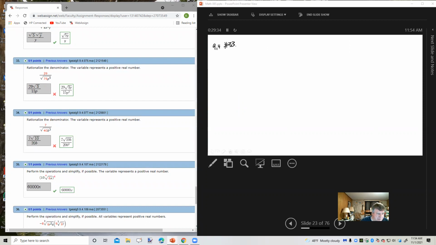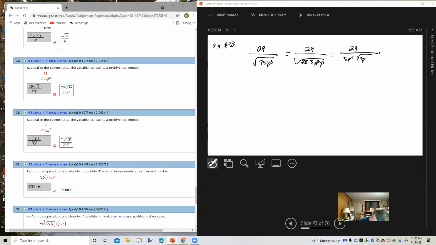Rationalize the denominator. Okay, so I've got 29 divided by the square root of 75p to the 5th, which is 29 over the square root of 25 times 3 times p to the 4th times p, which is 29 over 5p squared square root of 3p. So I've simplified the denominator.